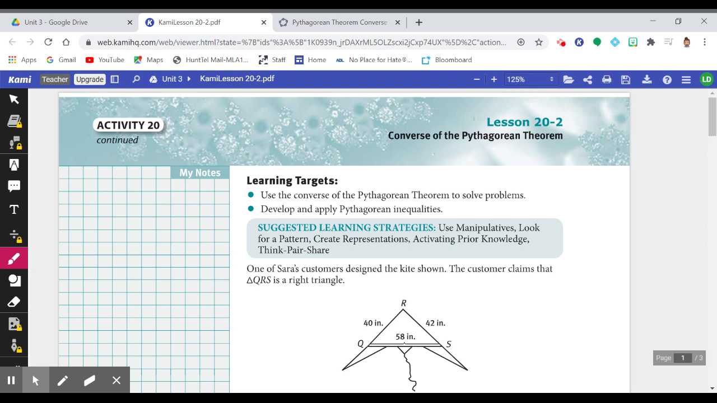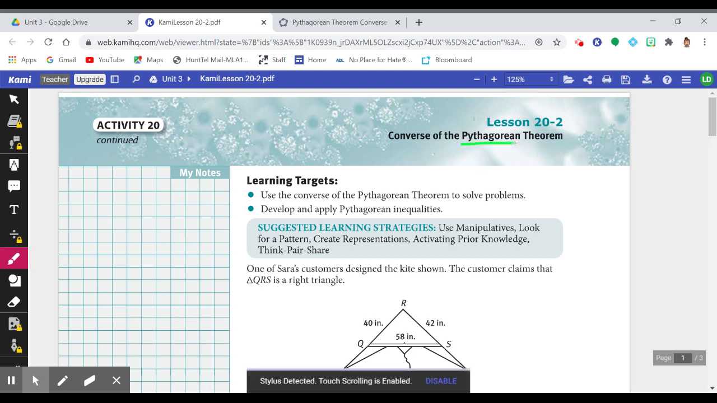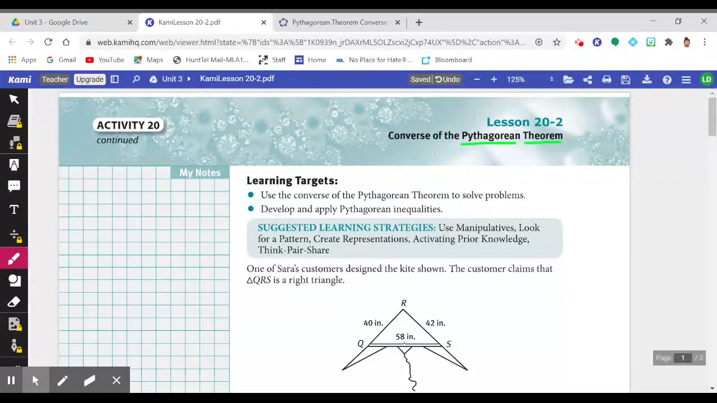And welcome to lesson 20-2. In lesson 20-1, we unpacked the Pythagorean theorem, what most people refer to as a squared plus b squared equals c squared. And we used some similar triangles to prove that the Pythagorean theorem was true. We observed some properties of some very important quadrilaterals. And now we are going to uncover the converse of the Pythagorean theorem and what discoveries it leads us to.